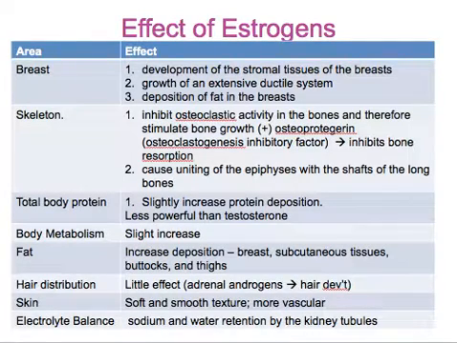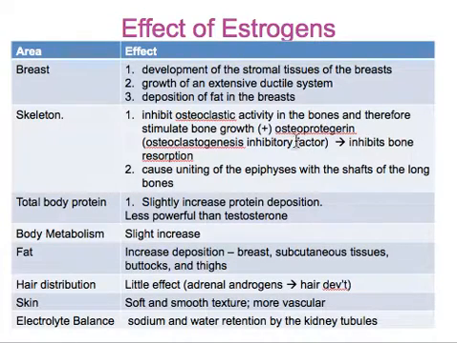So here are the different effects of your estrogen in the breast. It contributes to the development of the stromal tissues of the breast, growth of the extensive ductal system, as well as deposition of fat in the breast. It also has significant effects on your skeleton. Your estrogen is an anabolic hormone. It inhibits osteoclastic activities in the bones and therefore stimulates bone growth. That's why it's anabolic. Remember, in your bone remodeling, your osteoprotegerin inhibits the maturation of your pre-osteoclast into your osteoclast.